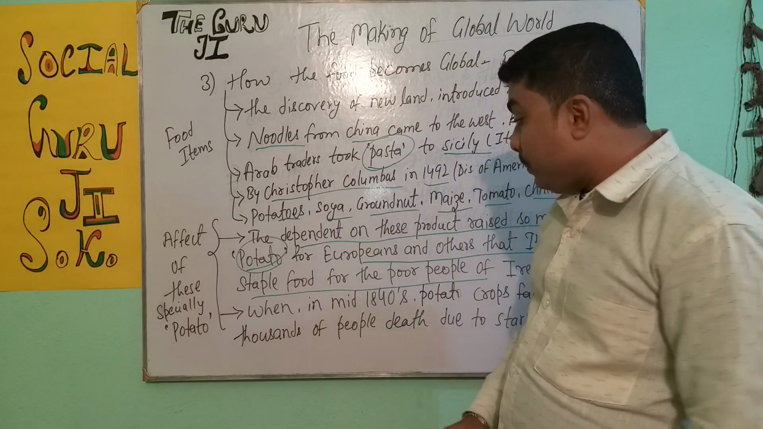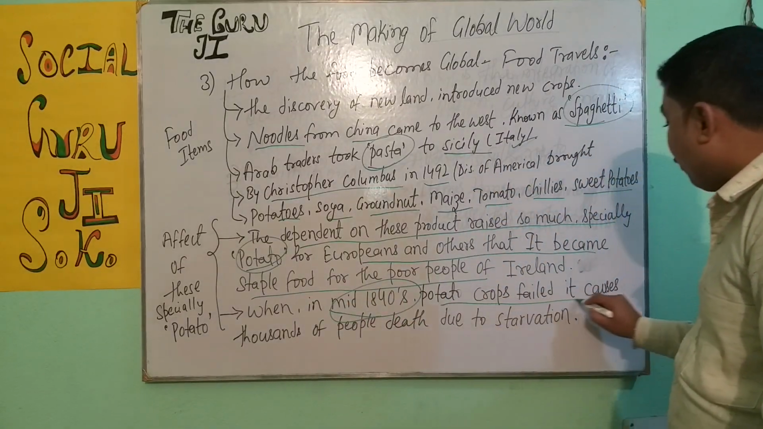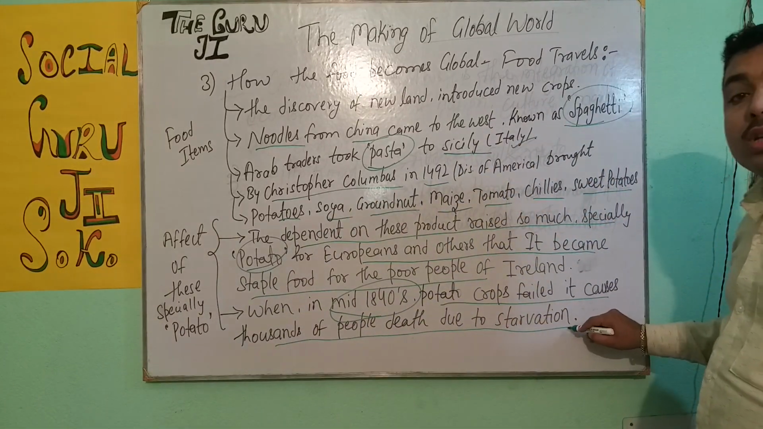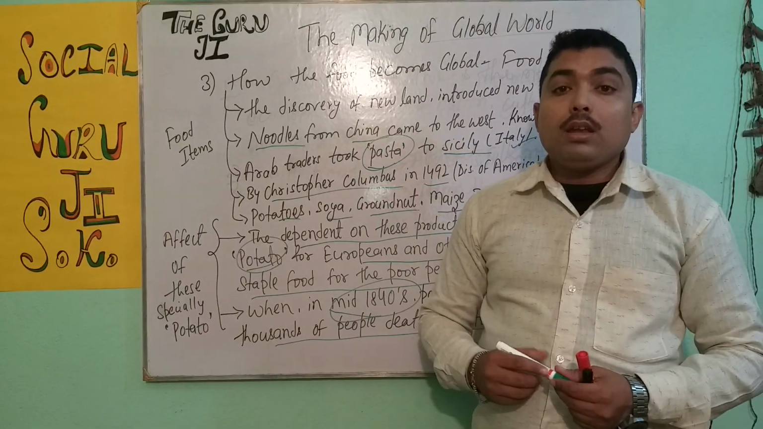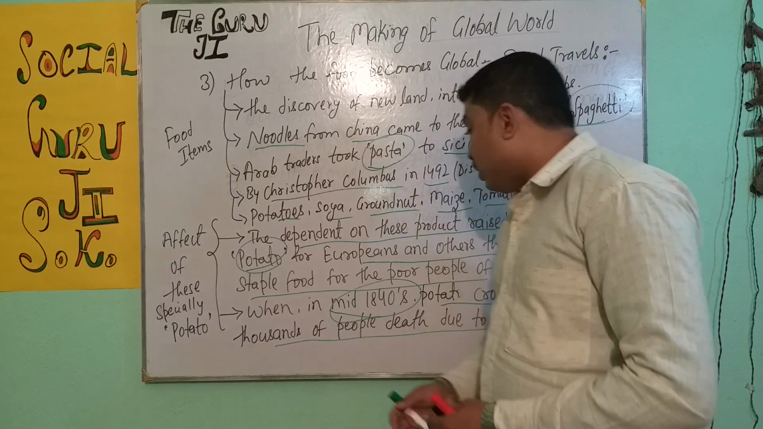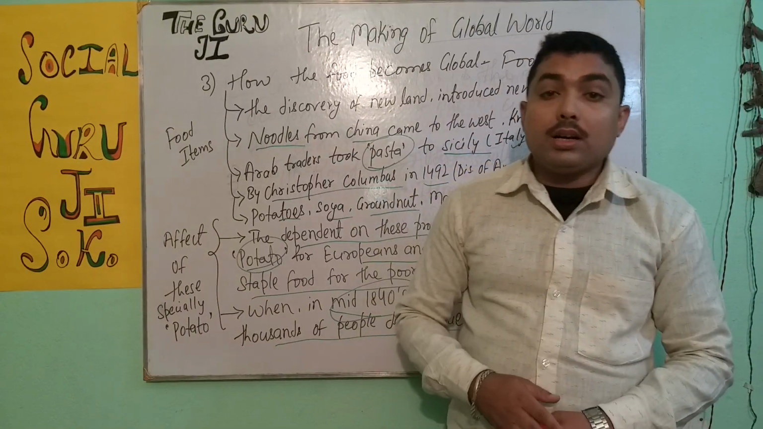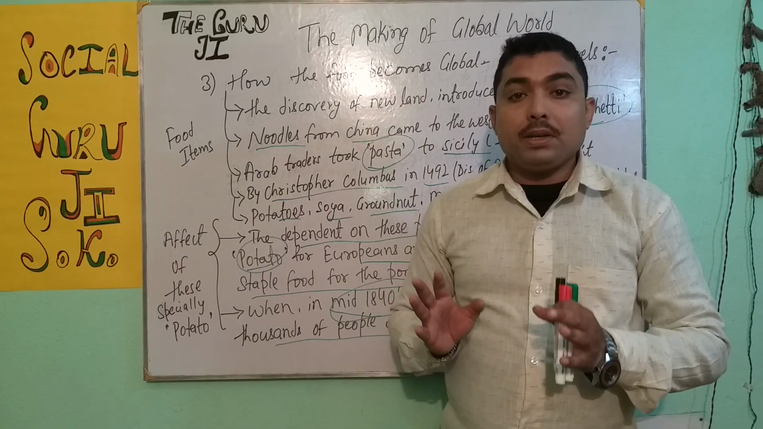So when in the mid 1840s the potato crops failed, it caused thousands of people's deaths due to starvation. Yes, thousands of people in Italy and also in parts of Ireland died due to hunger and starvation. Clear? This topic is completed.